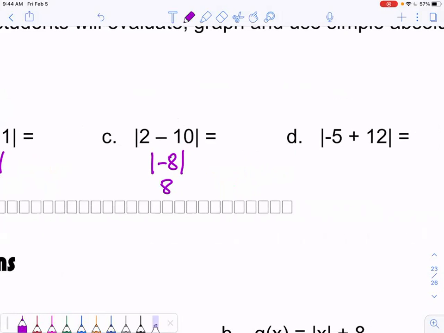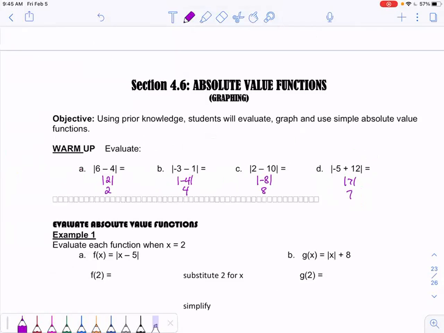Jason, what's -5 plus 10? Oh, sorry, -5 plus 12. 7. Good. What is the absolute value of 7? 7. Good. That might be real loud.